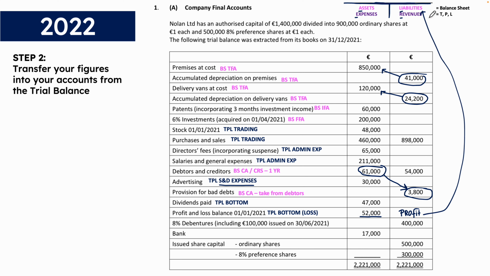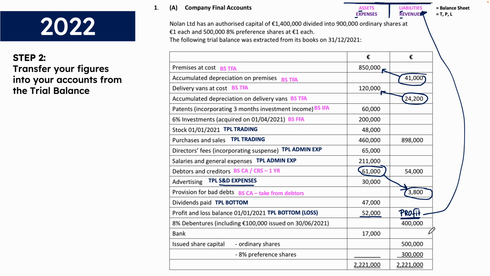Okay, so profit's a liability to the owner. All right, so we have to ensure that we know profit's a liability. So when the profit's on the right hand side, the credit side, that means a profit. When it's on the debit side, the left hand side, that is a loss.